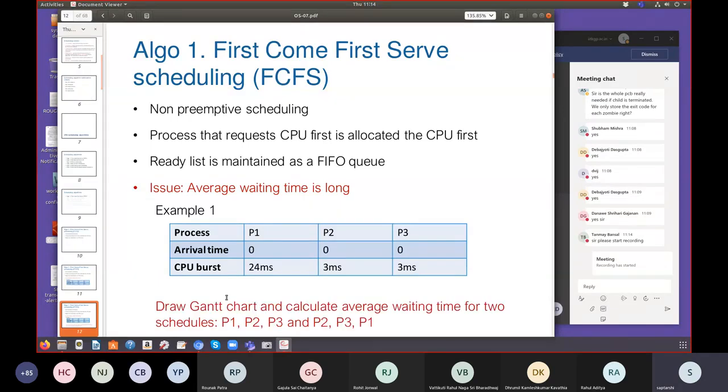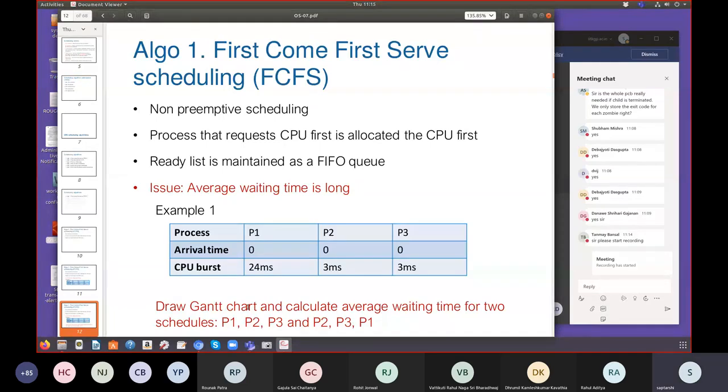This is the question that I would ask you to do. Draw the Gantt chart and calculate the average waiting time for the two schedules, P1, P2, P3 and P2, P3, P1.